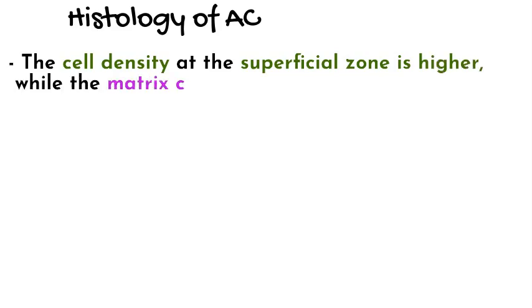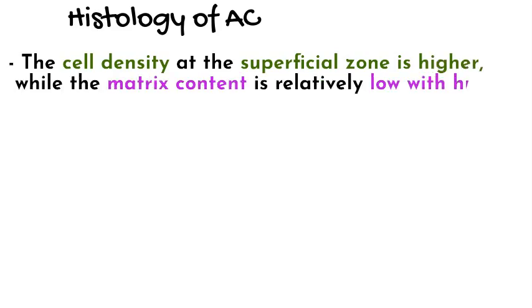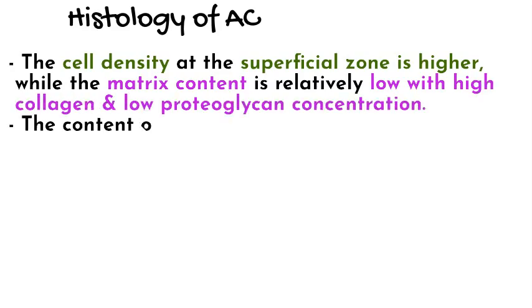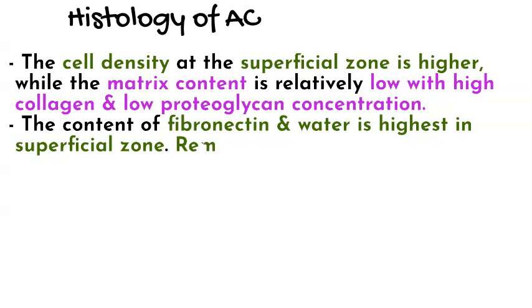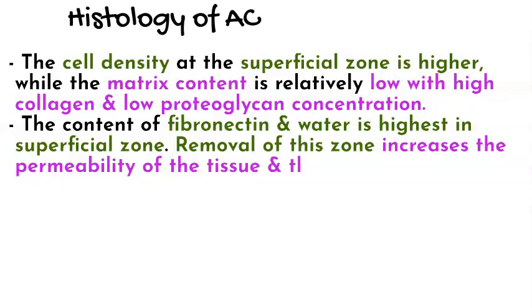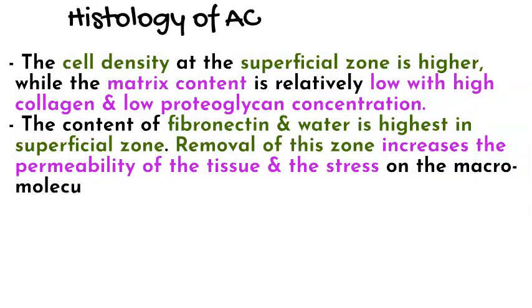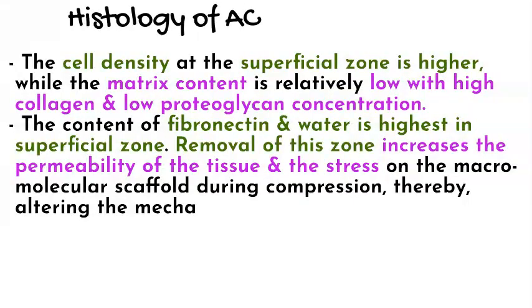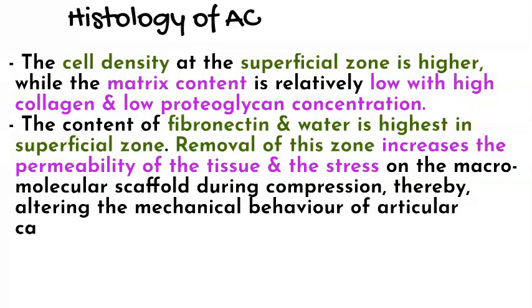Histology of articular cartilage. The cell density at the superficial zone is higher, while the matrix content is relatively low, with high collagen and low proteoglycan concentration. The content of fibronectin and water is highest in the superficial zone. Removal of this zone increases the permeability of the tissue and the stress on the macromolecular scaffold during compression, thereby altering the mechanical behavior of articular cartilage.